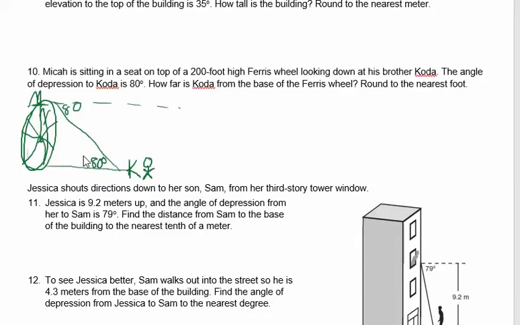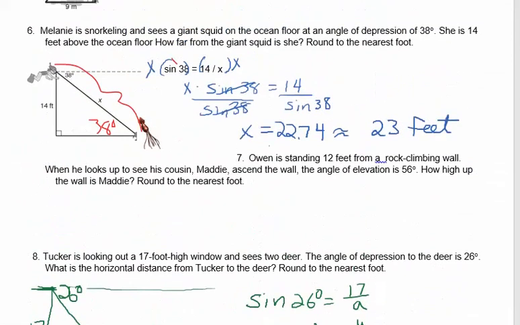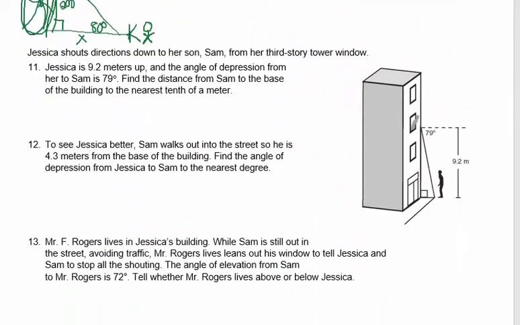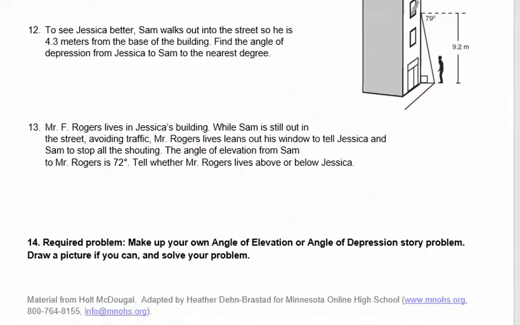How far is Coda from the base of the Ferris wheel? So we're looking for this amount from here to here. We know that this height here is 200. It's a right triangle. So then again, you need to figure out if you can use sine, cosine, or tangent to answer this question. Let me just go through and see if there's any other type of problems that you need to worry about. And then remember, you only have to pick 6 of those to do.